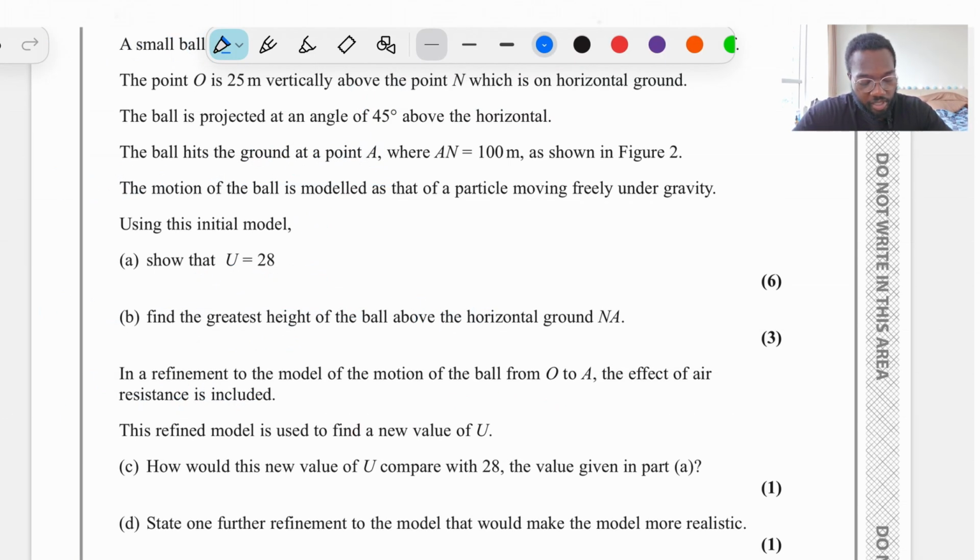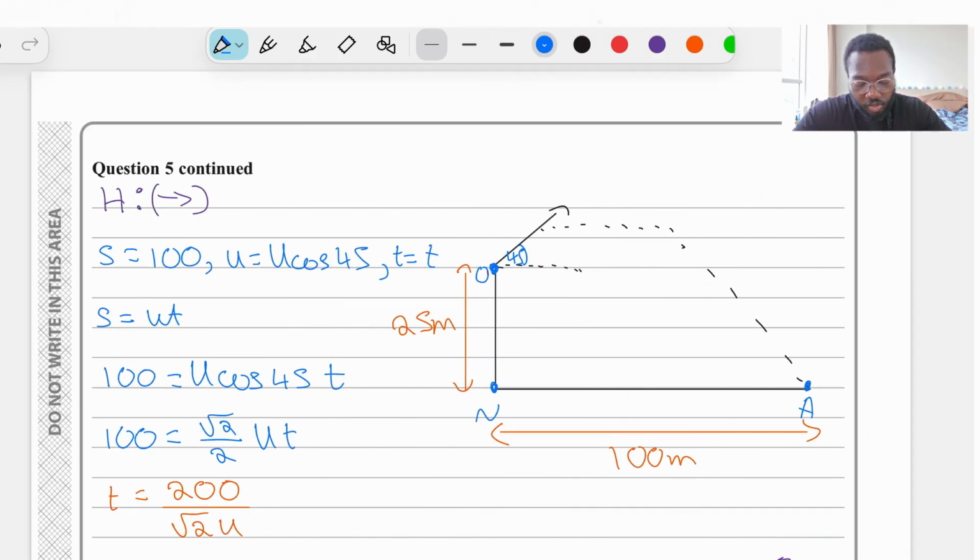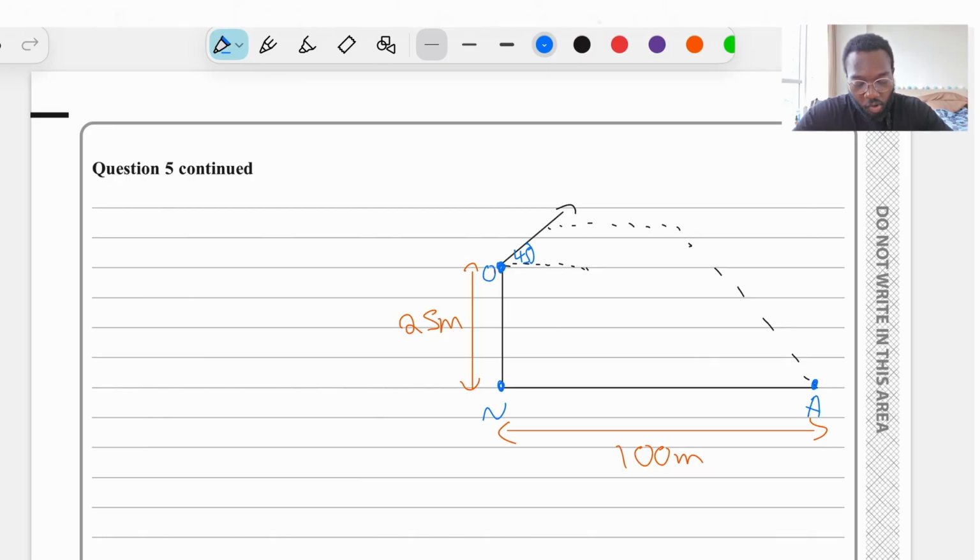So for part B, we need to work out the greatest height of the ball above the horizontal ground. So we just need to work out the highest point of where this ball travels. To do that, we know that we're going to deal with the vertical direction, and we need to make our v 0. So for this question, part B, we just need to make it where v is equal to 0. If we think about the SUVAT in this question, what would the SUVAT be?